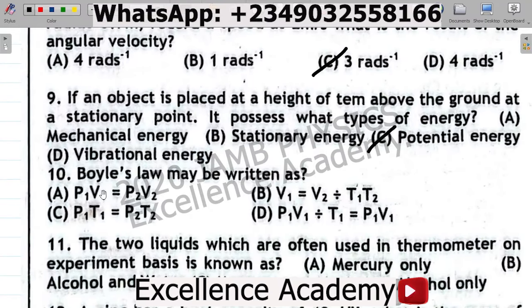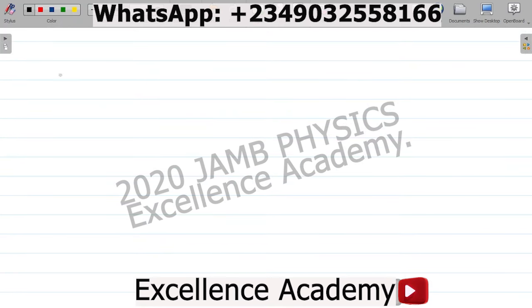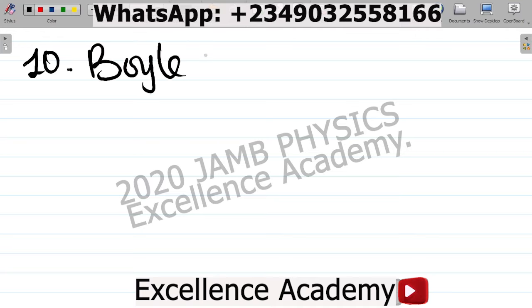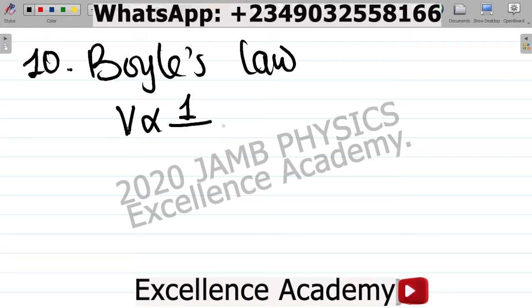Finally, question 10. Question 10 says Boyle's law may be written as, and you have option A, option B, option C, and option D. You're asked to write Boyle's law in mathematical form. Note that Boyle's law states that the volume of a given mass of gas, let's say V, at a constant temperature is inversely proportional, that's 1 over its pressure.